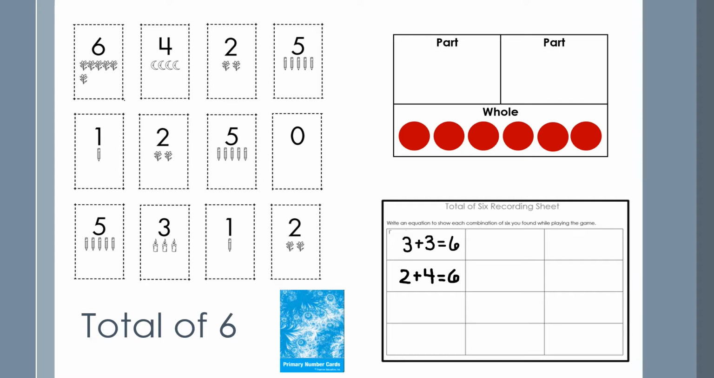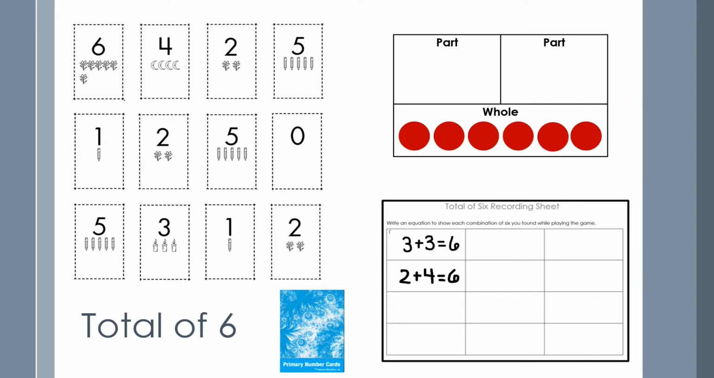I wonder if there might be a way to make a total of 6 by combining more than 2 cards. Do you think you could use 3 or 4 cards to make a total of 6? Take a moment and share your thinking with someone nearby. I might give this one a try.